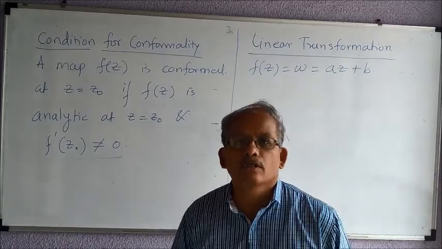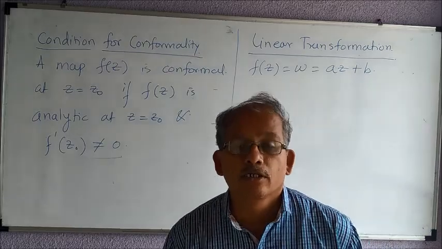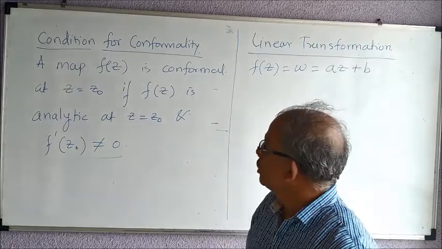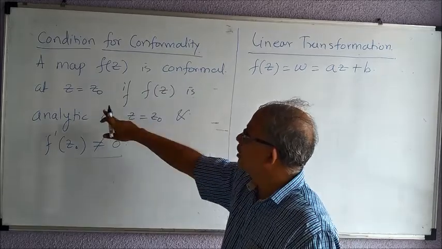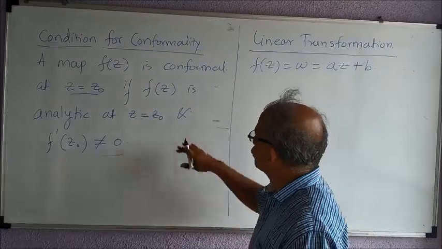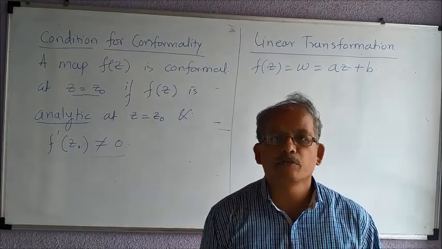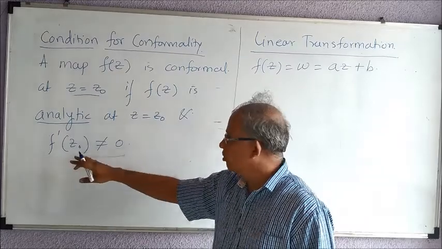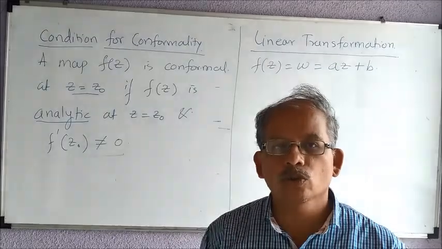Hello friends, today we will see the condition for conformality. We have seen what a conformal mapping is. A map f of z is conformal at a given point z equal to z naught if that function is analytic. This is important. If the function is analytic at that point, and if the first derivative of the function at z naught is not equal to 0, then the function is also conformal.